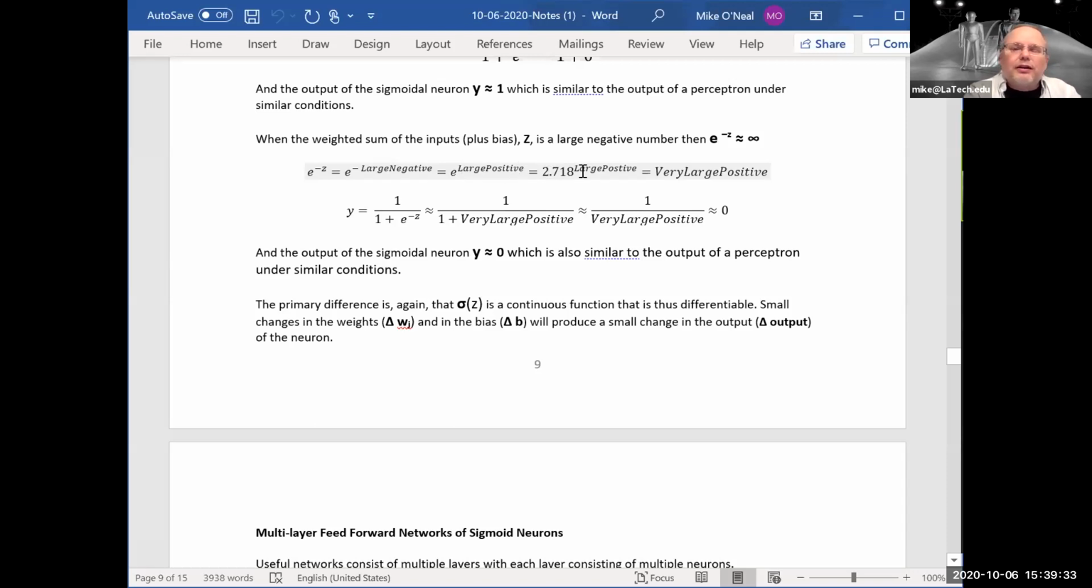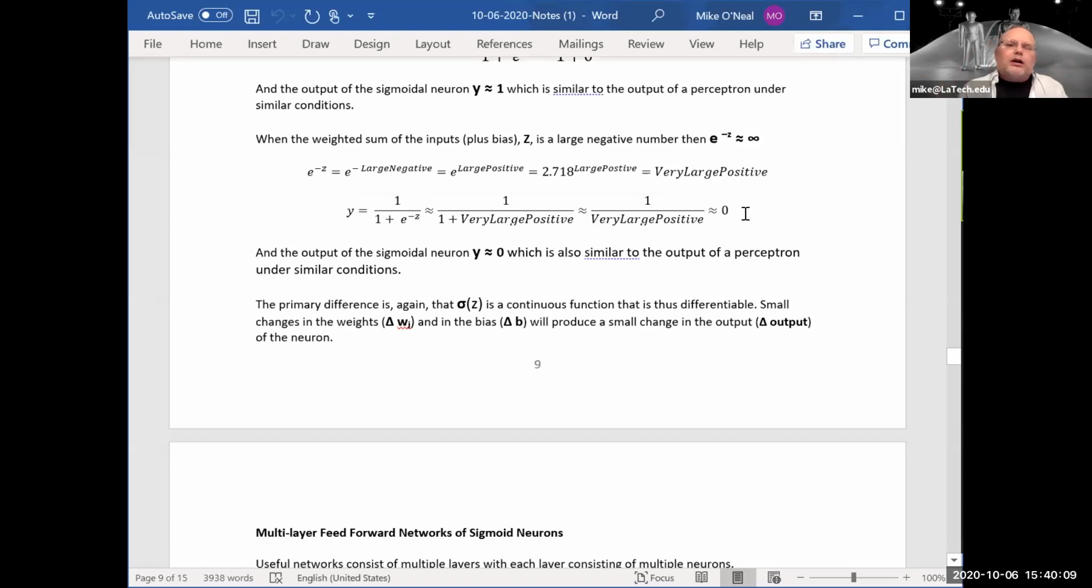E is about 3, a little less, 2.718, to a large positive number is going to be a very large positive number. And so now you can plug in this very large positive number for e to the minus z, and we see that you've got 1 over 1 plus e to the minus z. Well, that's a very large positive number. So 1 over 1 plus a very large positive number is going to be 1 over a very large positive number. The 1 doesn't matter. So basically you've got 0. 1 over a very large positive number is close enough to 0 to say it's 0.